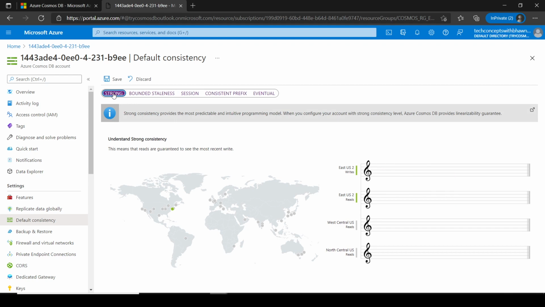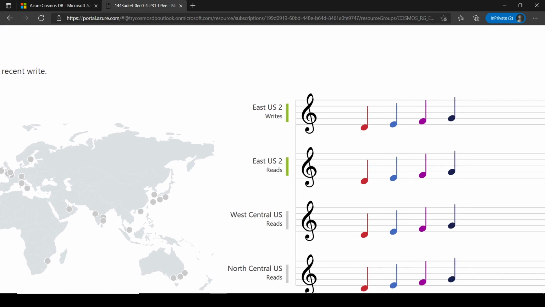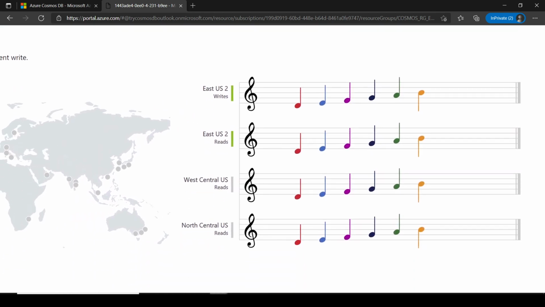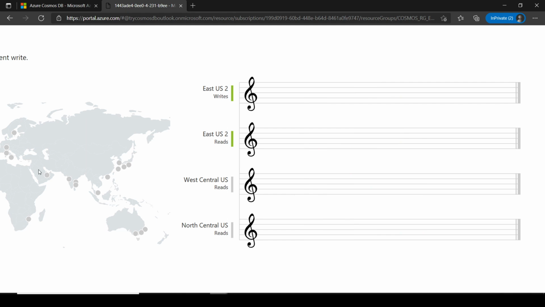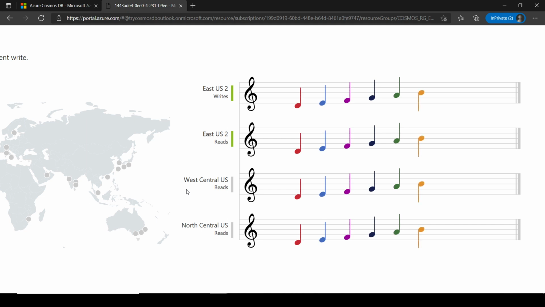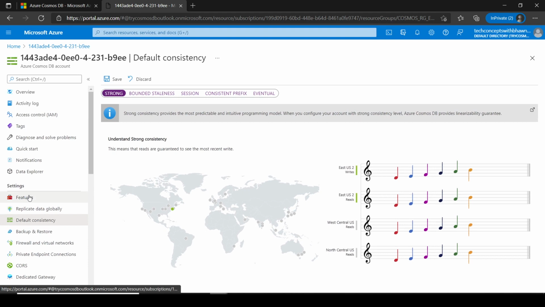If you see over here, if you click on strong, let me zoom in. Now guys, you can see this visual appearing. If someone is writing in the East US region, and other people are trying to read the same data from the other regions, they can read it at the same time without any order change. So if I'm writing the data in a particular order, the other person will be able to read the data in the same order. That is called your strong consistency.